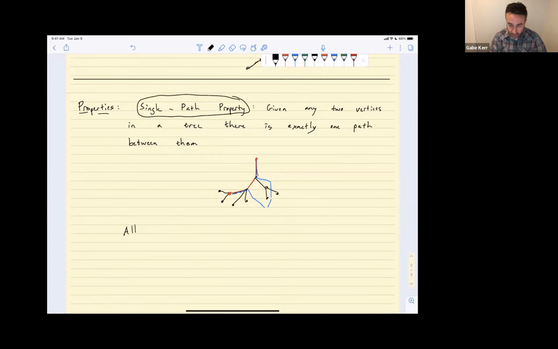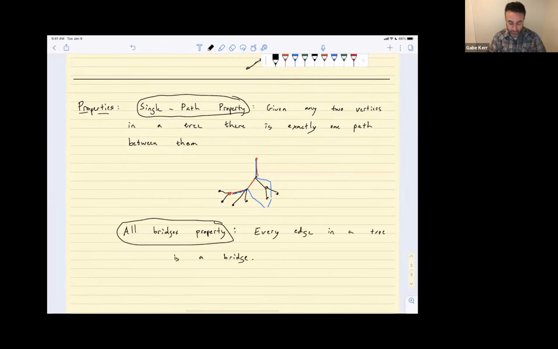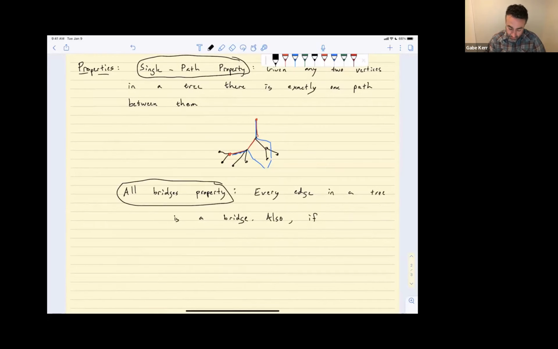Another property is the all bridges property. That just says that every edge in a tree is a bridge. And conversely, if a connected graph has this property, it is a tree.